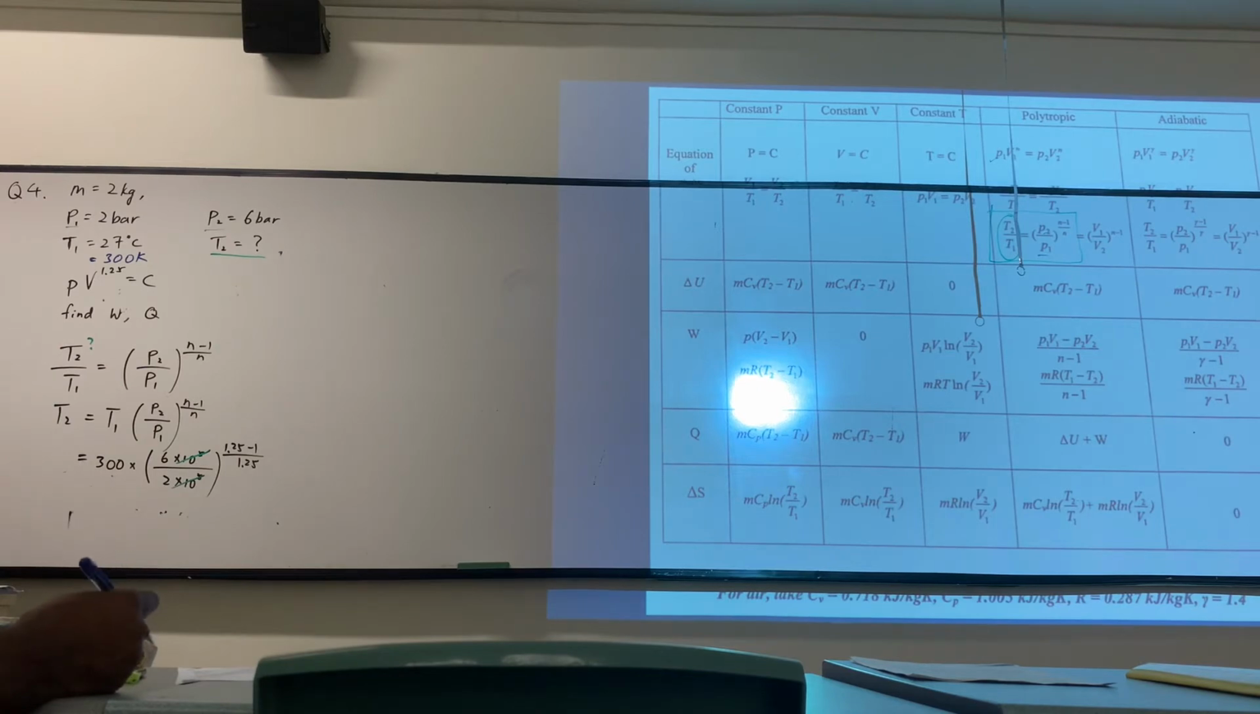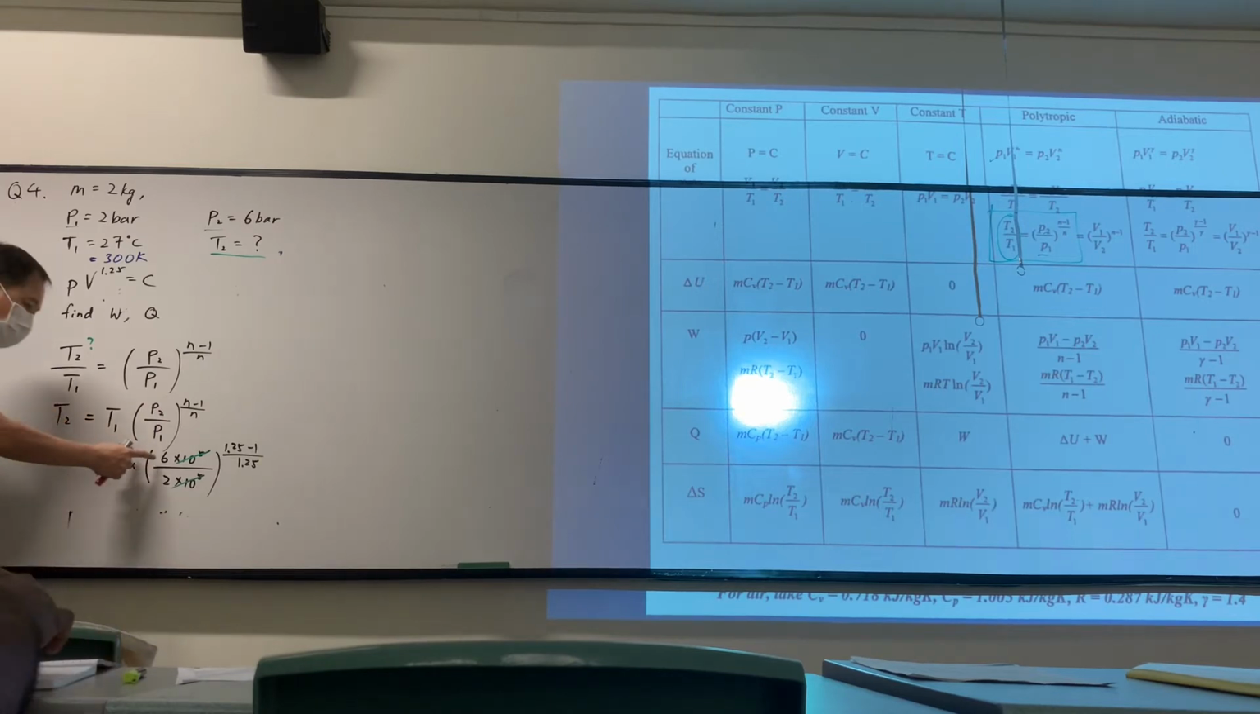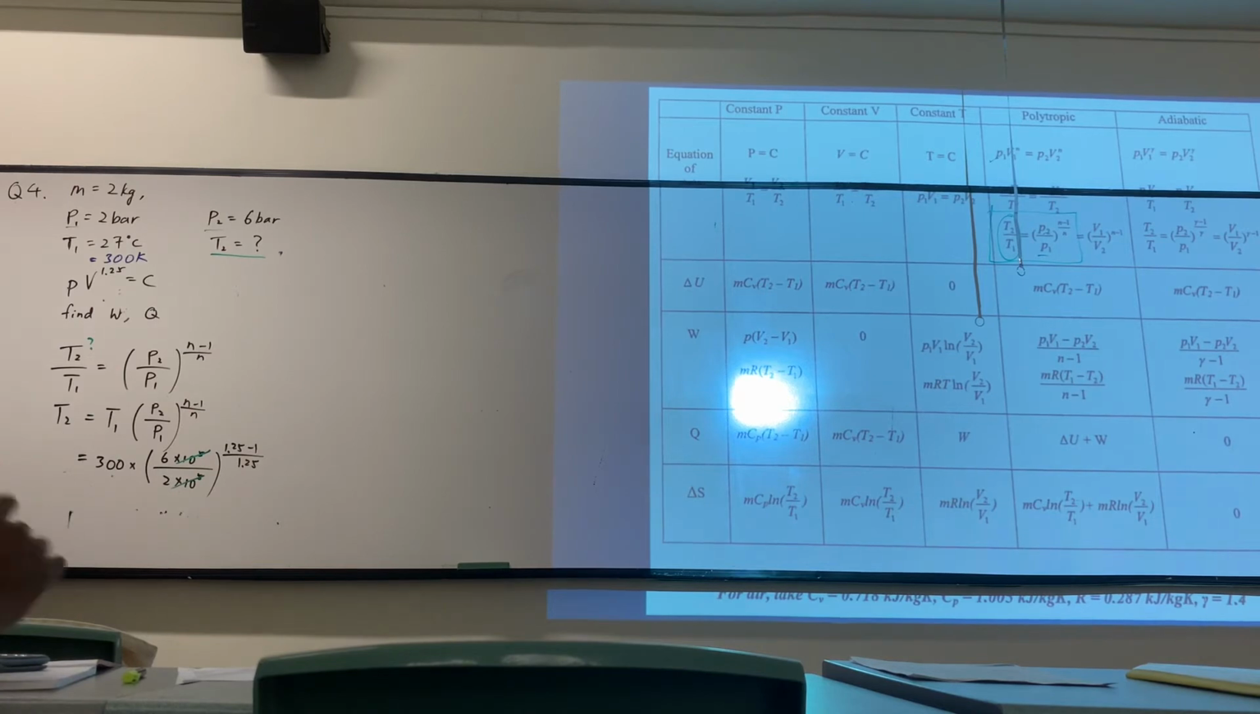But the only catch is make sure these two are the same unit. You cannot have bar on top and kilopascal below. Then definitely your answer is wrong. Must be the same unit.